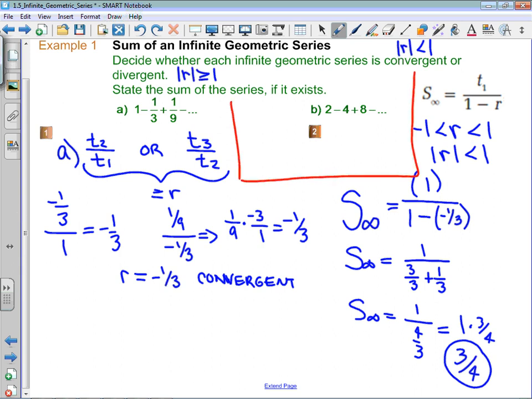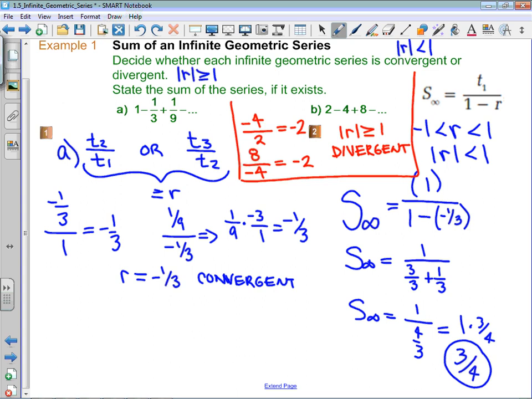If I look at B, I can find the common ratio by taking -4 divided by 2, I get -2, or +8 divided by -4, I get -2. That means the absolute value of r is greater than or equal to 1, so it's divergent. Really what that's saying is that if we looked at the 10th sum, the 11th sum, the 12th sum, and kept going until sum 100 or so, there'd be a pattern, but it wouldn't be approaching a number. Whereas if I looked at A and took the sum at 1,000, 2,000, 3,000, we would notice those sums getting closer and closer to 0.75.